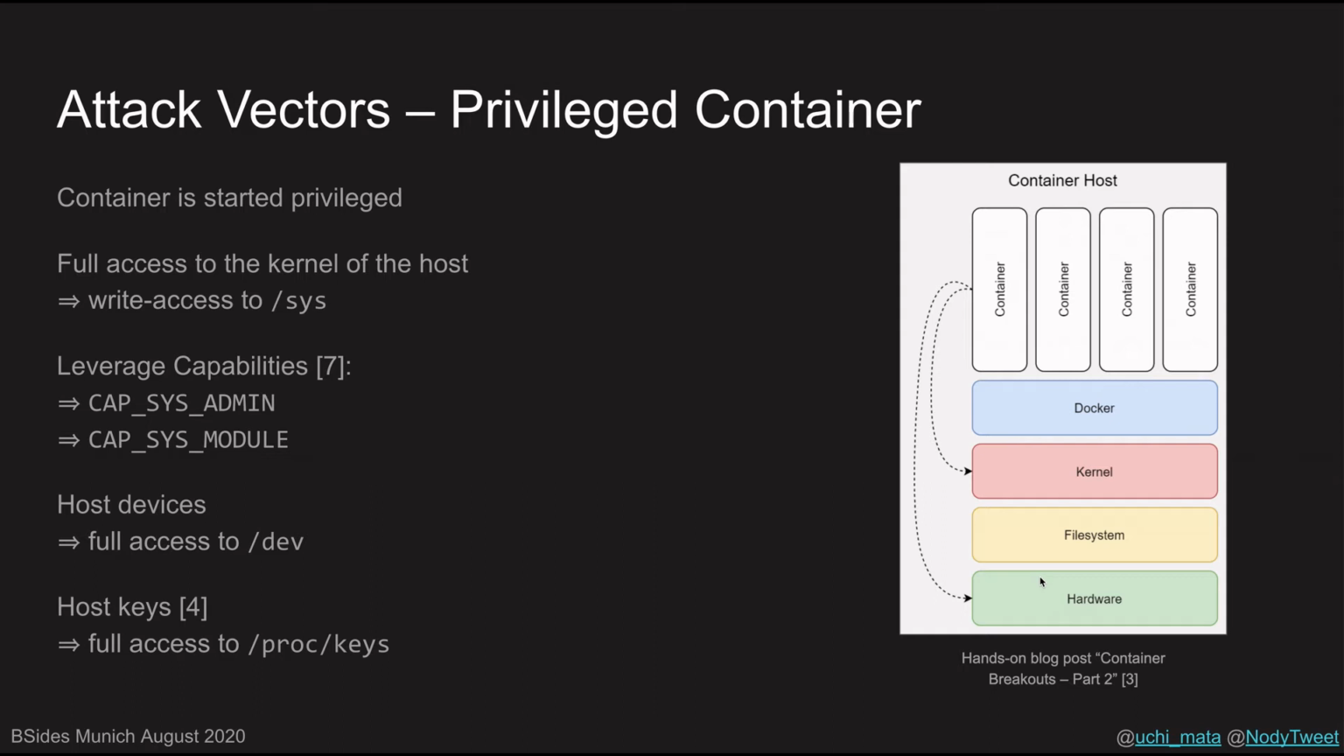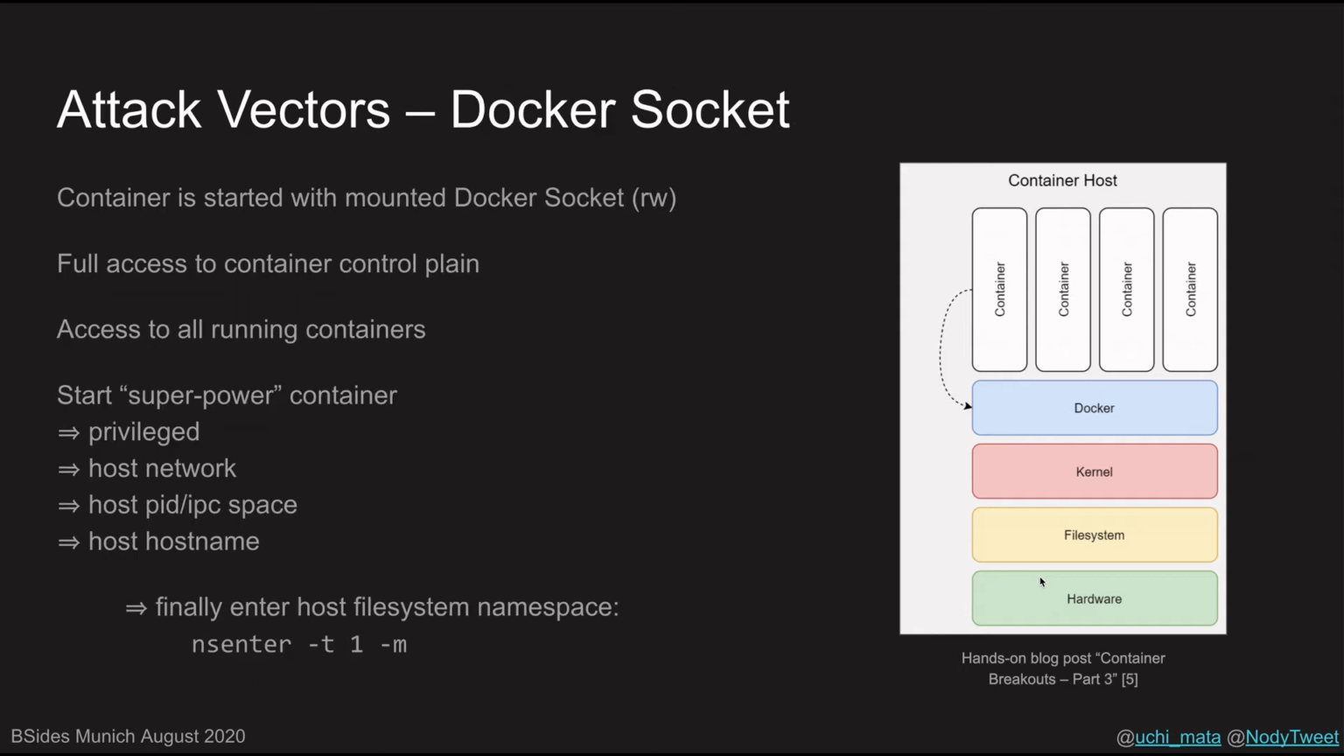What other kinds of attack vectors do we have? In some cases, you start your container with a mounted Docker socket. Why do you actually need the Docker socket in the container? The Docker socket is the control plane to control your containers on the local system. And if the control plane is mounted into a container, for sure what you can do is use the control plane and start a new container. And these containers can be started in any flavor you like.